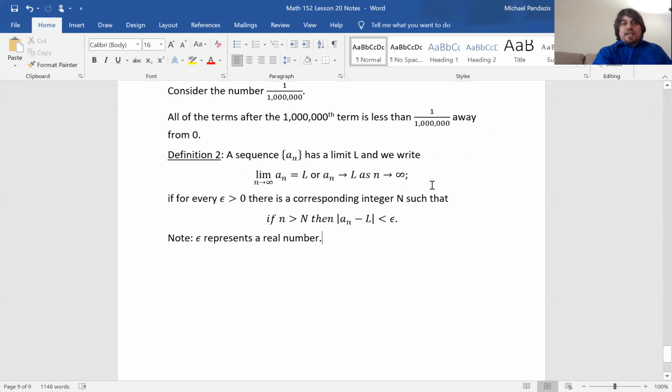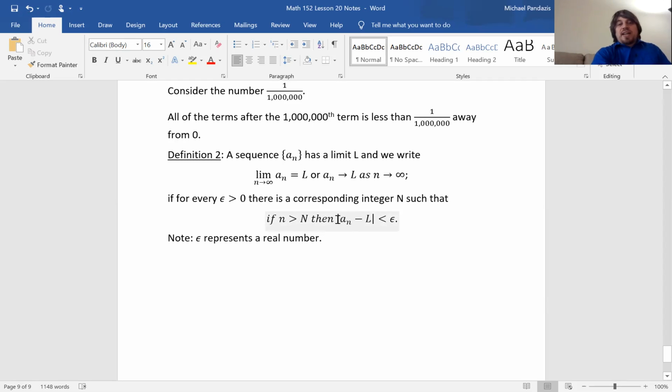Okay, definition 2. A sequence a sub n has a limit capital L if for every positive epsilon we choose, there is a corresponding integer capital N, such that if little n is greater than capital N, then the absolute value of a sub n minus L is less than epsilon. In more English terms, no matter what positive epsilon value you choose, there is some integer capital N such that after the capital Nth term, right? Little n is the term after the capital Nth term. Every term after the capital Nth term will be less than epsilon away from your limit capital L.